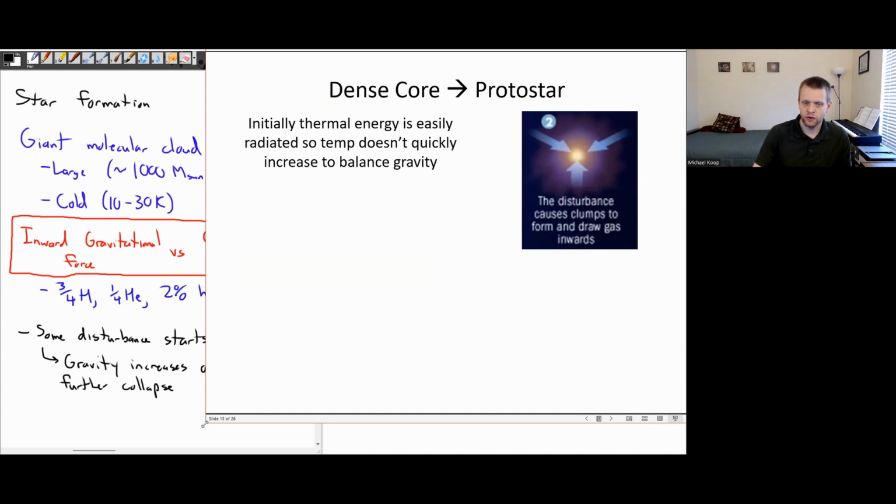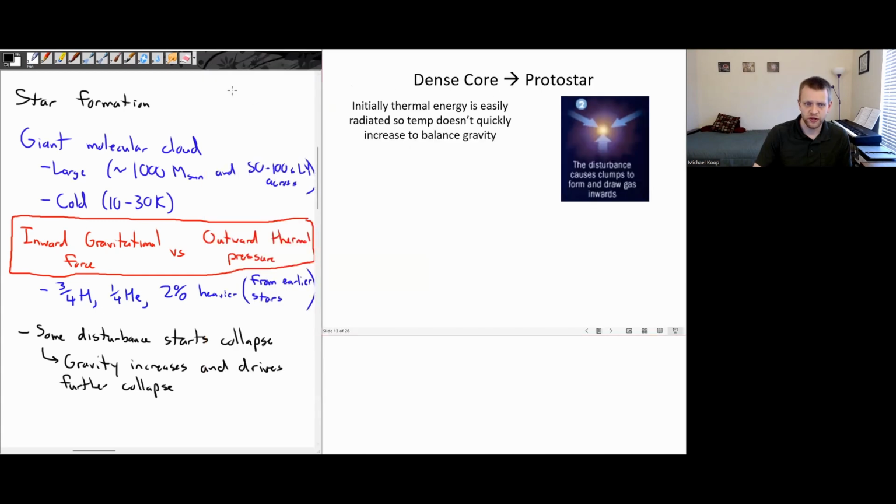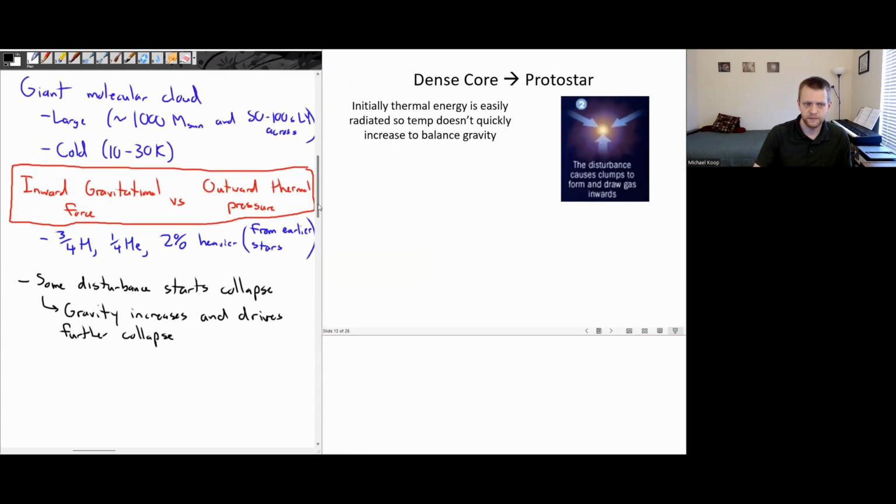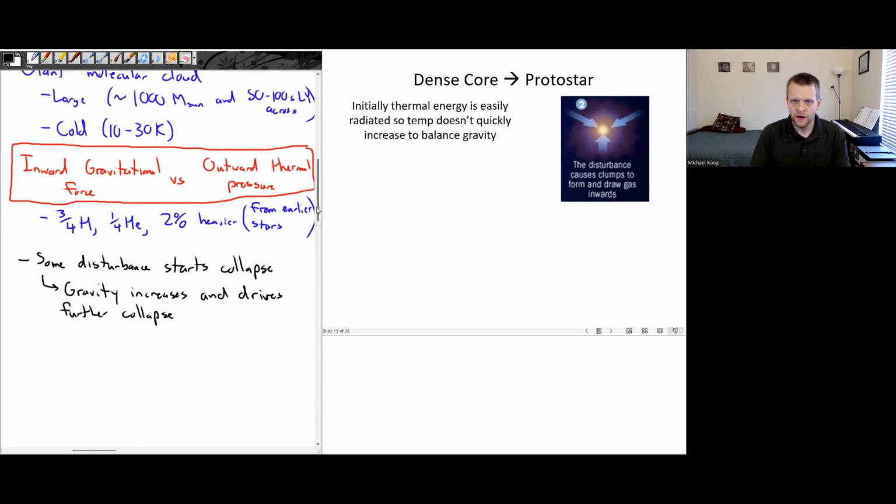So how do we go from one of these dense cores to a protostar? Initially, the thermal energy, again, is easily radiated away because the gases are fairly transparent. Not perfectly transparent, but pretty good at radiating away that energy. So the temperature, at least initially, doesn't increase very quickly to balance gravity.